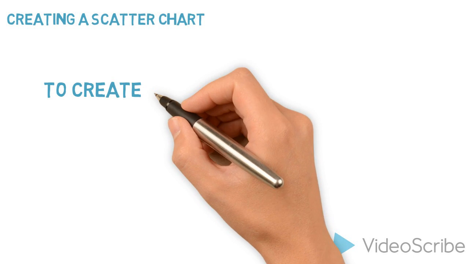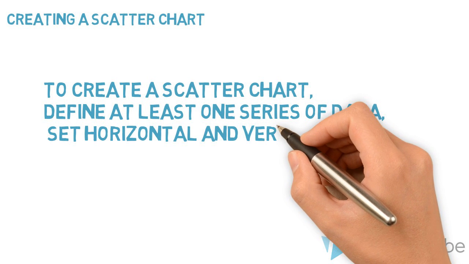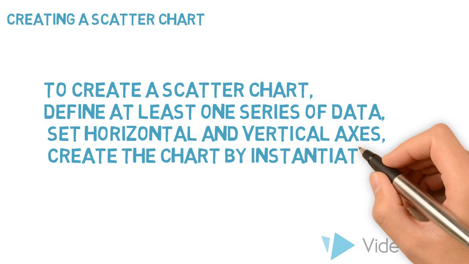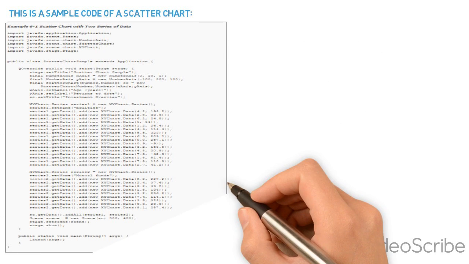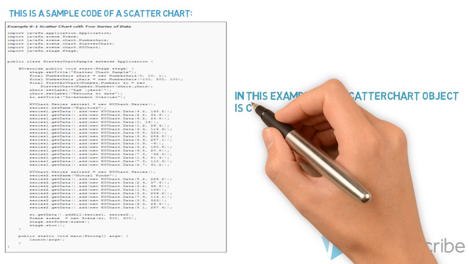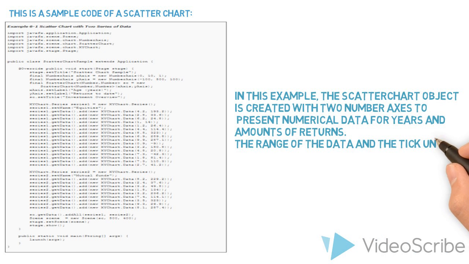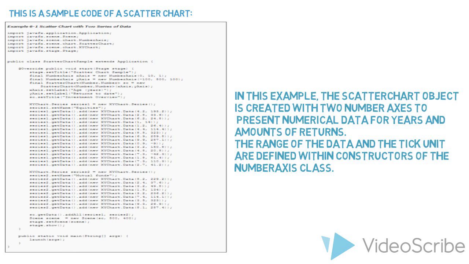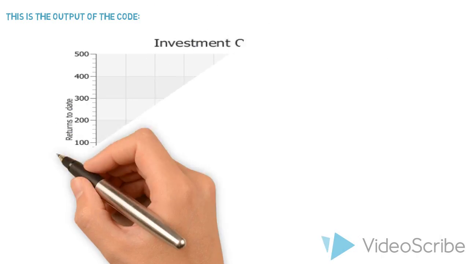To create a scatter chart, define at least one series of data, set horizontal and vertical axes, create the chart by instantiating the scatter chart class, and assign data to the chart. This is a sample code of a scatter chart. In this example, the scatter chart object is created with two number axes to present numerical data for years and amounts of returns. The range of the data and the tick unit are defined within constructors of the NumberAxis class. This is the output of the code.